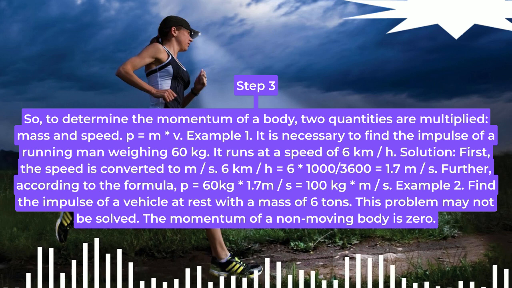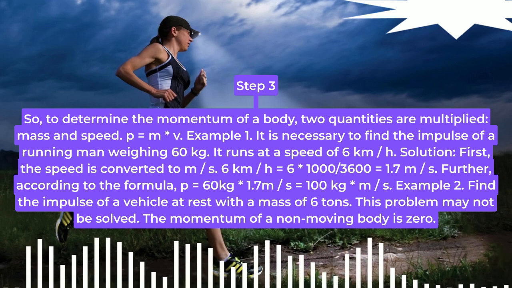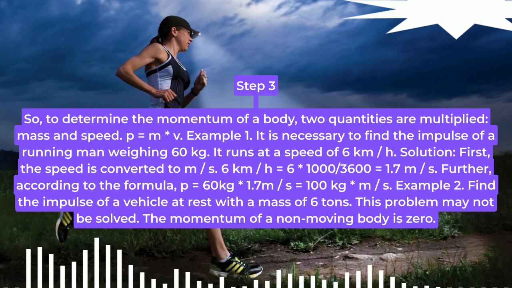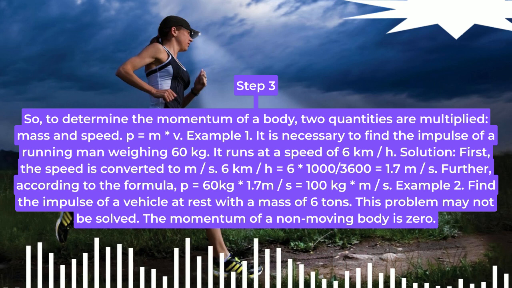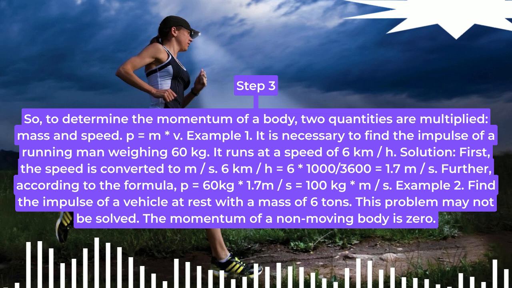Solution: first, the speed is converted to m/s. 6 km per hour equals 6 times 1000 divided by 3600 is equal to 1.7 m/s. Further, according to the formula, P equals 60 kilograms * 1.7 meters per second equals 100 kg*m/s.